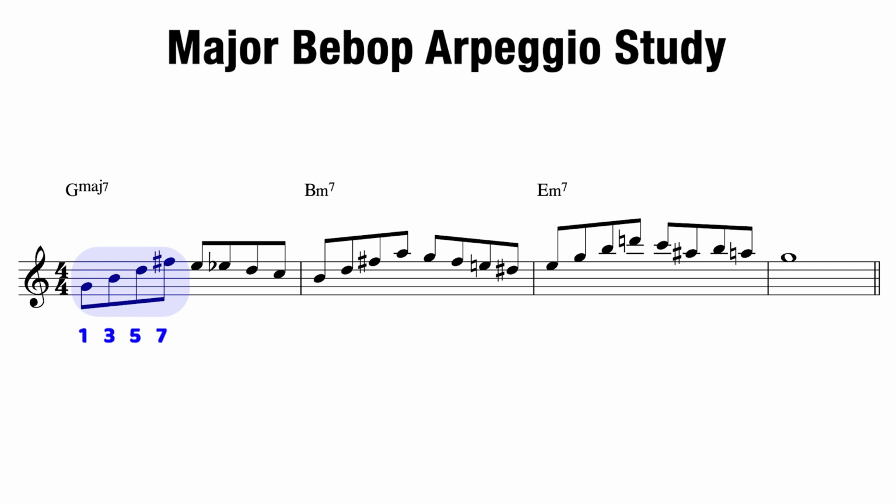Then we see a chord from the third, B minor 7, which gives us the 3, 5, 7, and 9 of G major 7. And finally, we see a chord from the 6th, E minor 7, which gives us the notes 6, 1, 5, and 7.